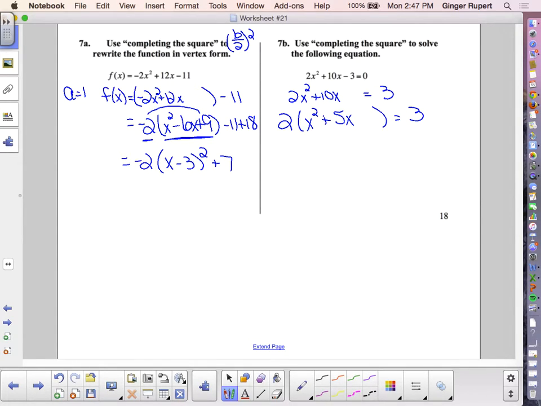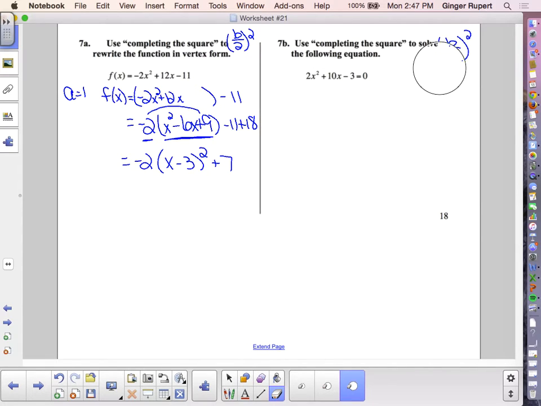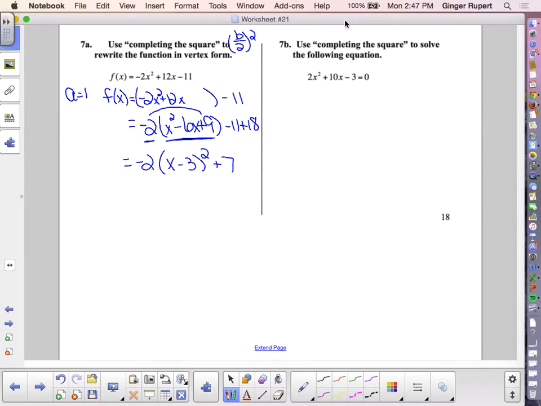You take b over 2 and square it. So 5 over 2 squared becomes 25 fourths. So I'm going to add 25 fourths to the left, but keep in mind that I have this scalar multiplier outside. Oh no, back up. I'm sorry. I forgot one very important thing, so we're going to start all over with this one. I was actually going for vertex form. That's not what I want. I want to solve this equation for x.